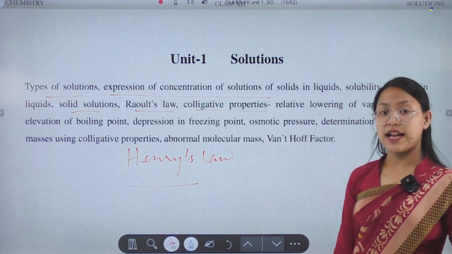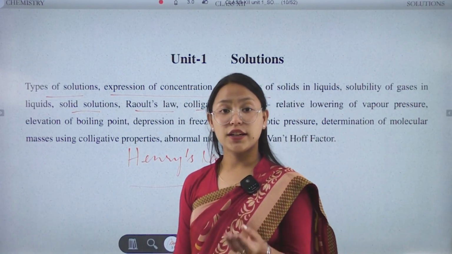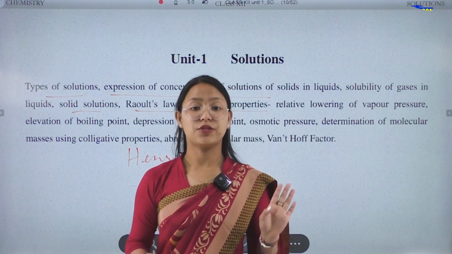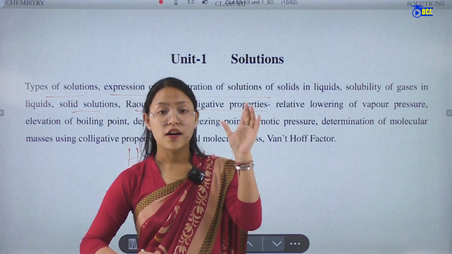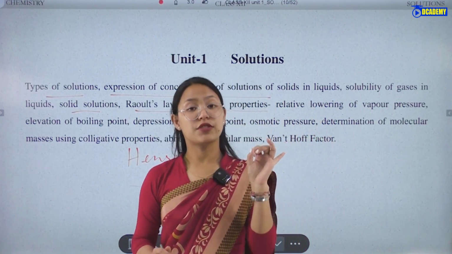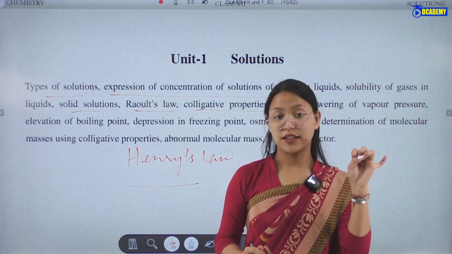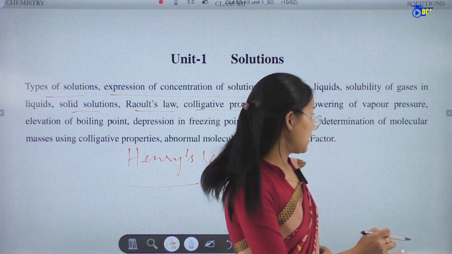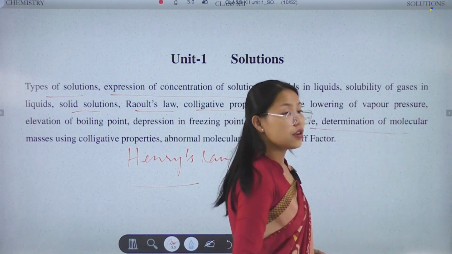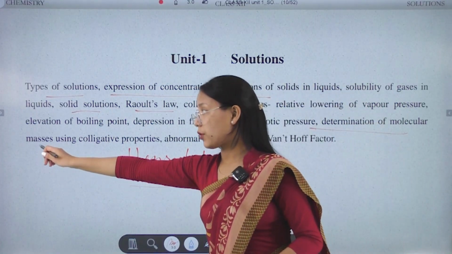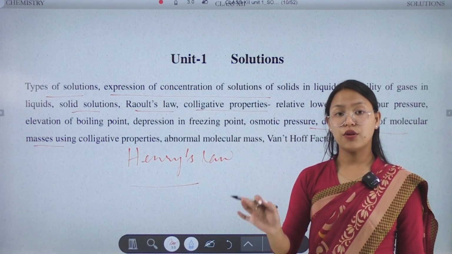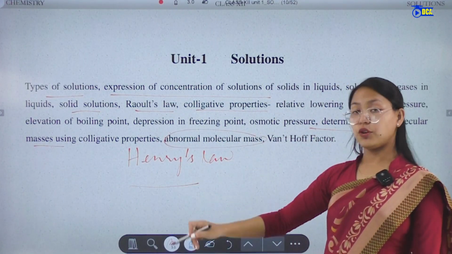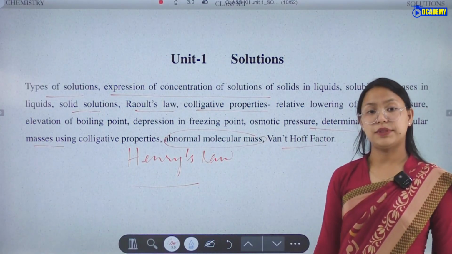Then colligative properties. Colligative properties are properties that change with the amount of solute. These are vapor pressure, boiling point, freezing point, and another one is osmotic pressure. Then after this, determination of the molecular masses using colligative properties, and abnormal molecular mass, where the van't Hoff factor comes in.